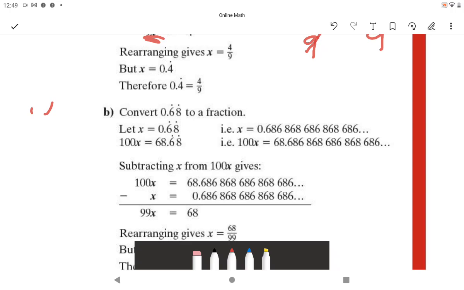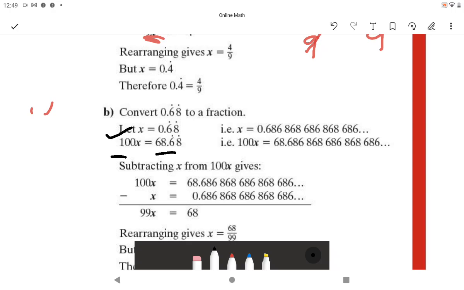Let's look at just one more example. Now convert 0.68 to a fraction, because two numbers have been repeated here. You say let a letter be that number, 0.68. So because two numbers are there, multiply by 100. So we have 100x equals 68.68. Remember, 68 has been repeated. So we have 100x equals 68.686. Remember, 68 is being repeated, 68, 68.